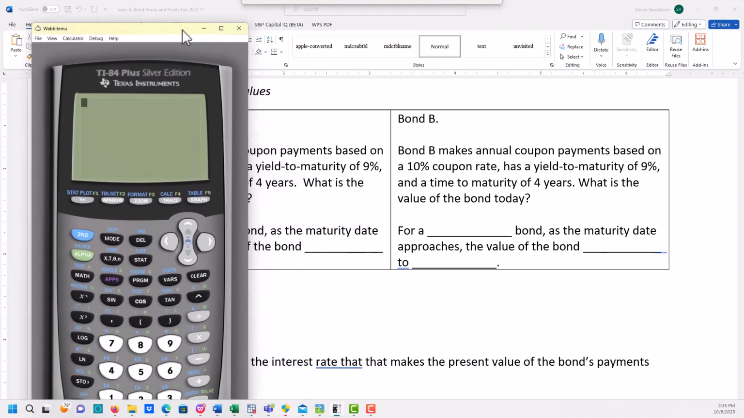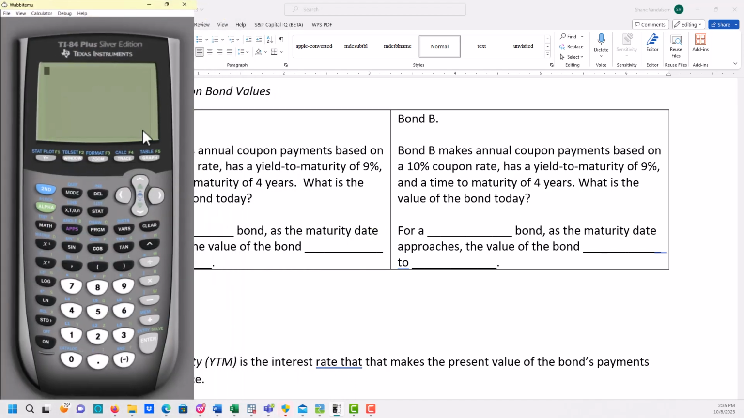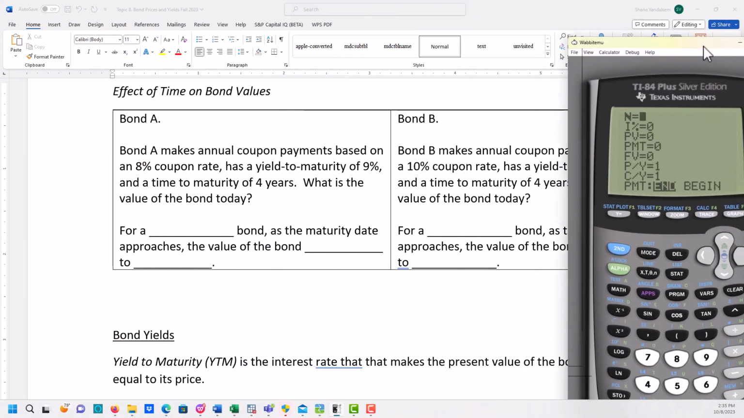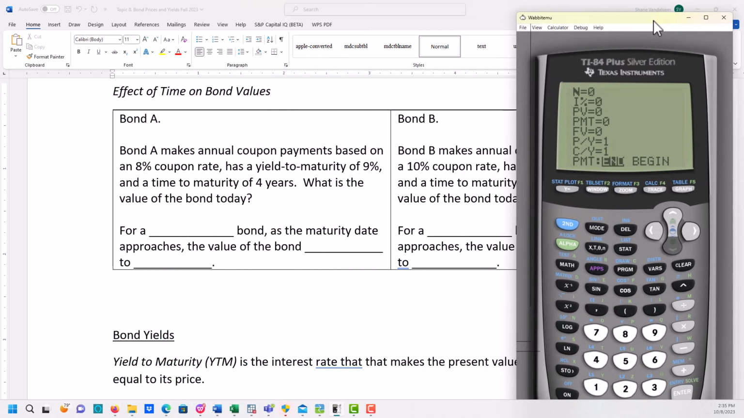In the calculator, I'm going to press apps, then 1 for finance, and then 1 for time value money solver. My inputs are going to look like this. It makes annual coupon payments based on an 8% coupon rate, so our payment needs to be 80, because it's 8% of the $1,000 par value. My N is going to be 4 for 4 years. My interest rate is 9% for the yield to maturity. My present value is what I'm looking for. My future value is going to be the par value. Mind you, it's not here in the example because we use $1,000 unless we say otherwise.